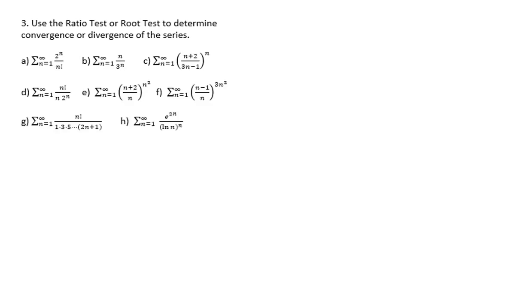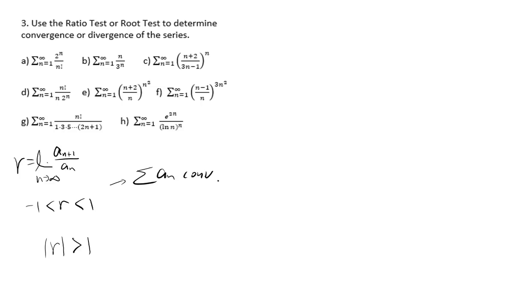Okay, we have a whole lot of questions here. Use the ratio test or root test to determine convergence or divergence of the series. So what's a ratio test? Ratio test does the following. You define a_{n+1} over a_n, and then take the limit as n goes to infinity. That value is defined as r, and if this value falls between -1 and 1, I know that the series converges. So sigma a_n converges. And if the absolute value of r is greater than 1, meaning r is bigger than 1 or r is less than -1, then we know that sigma a_n diverges.